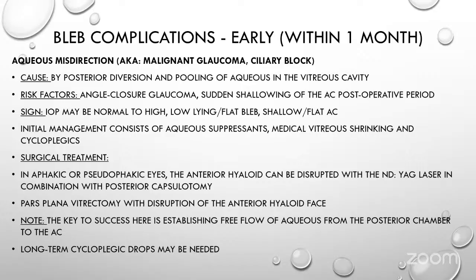Okay, aqueous misdirection is also another early complication and it can occur early to several years later. Now, there are some possible risk factors, but what is actually aqueous misdirection or malignant glaucoma or ciliary block? There's reversal or backward direction of the aqueous, which is from the ciliary process in the posterior chamber, but instead of coming to the anterior chamber, it finds its way in the posterior segment into the vitreous space and it builds up vitreous volume, and that volume pushes the iris lens diaphragm anteriorly. So you now have shallowing, a uniform shallowing of the anterior chamber, and high intraocular pressure.